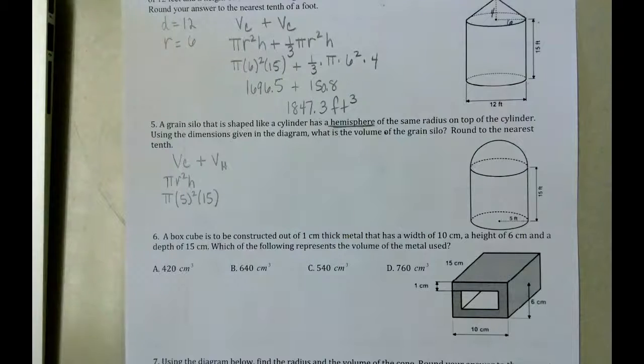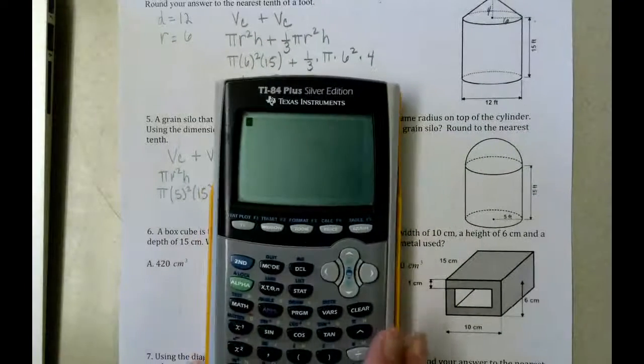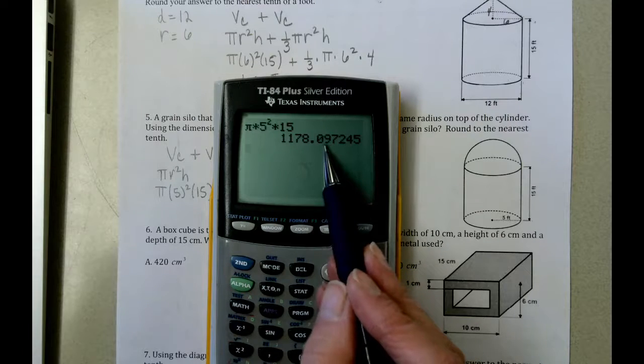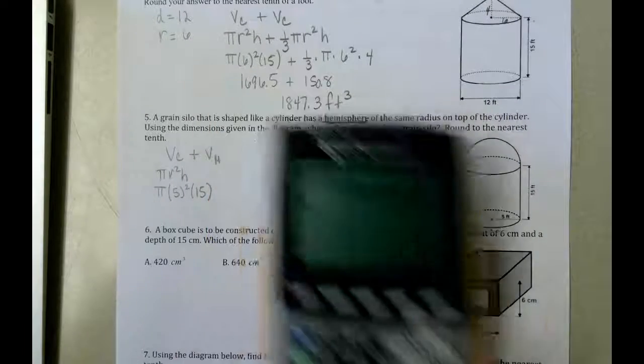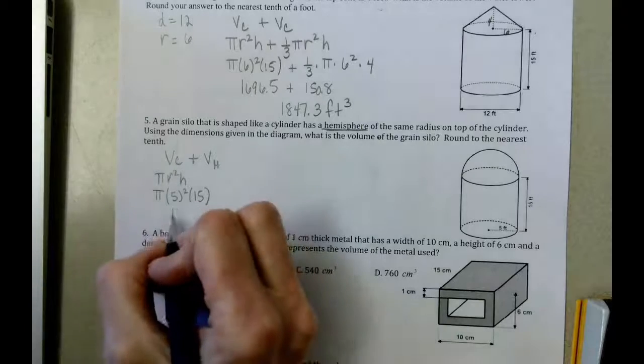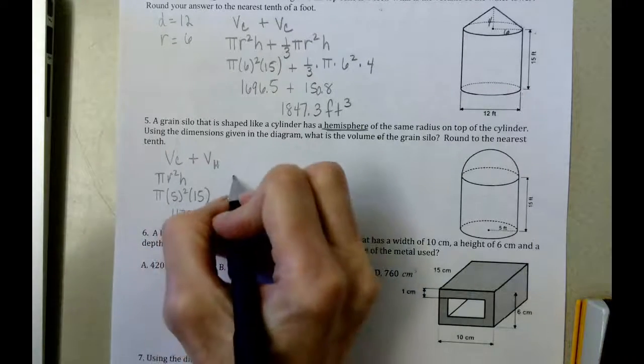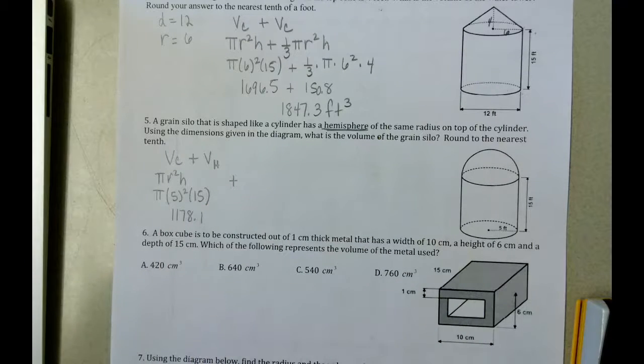So we can pull up our calculator, pull up Desmos, and we're going to be rounding to the nearest tenth. So it's going to be pi times 5 squared times 15, and that's going to give us 1178.1, because we're looking at the 9 to round that 0. So 1178.1. We're going to add to that the volume of the hemisphere.